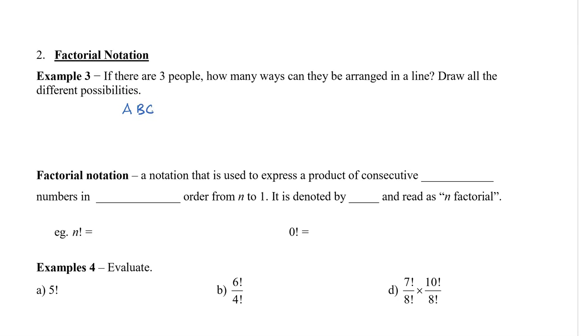So we can start with A, B, C. Then person B and C can swap. So we can have A and then C, B. Or we can lead off with person B and then A and then C. But then A and C can swap, so we have B, C, A. However, C can stand at the front of the line, so we have C, A, B. And then A and B can swap, so we have C, B, and A. So we can see that there are 6 possibilities.